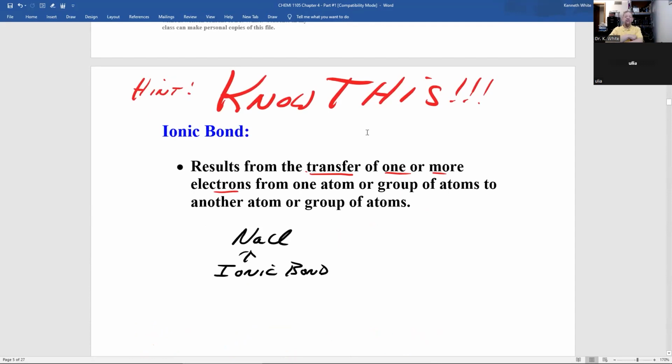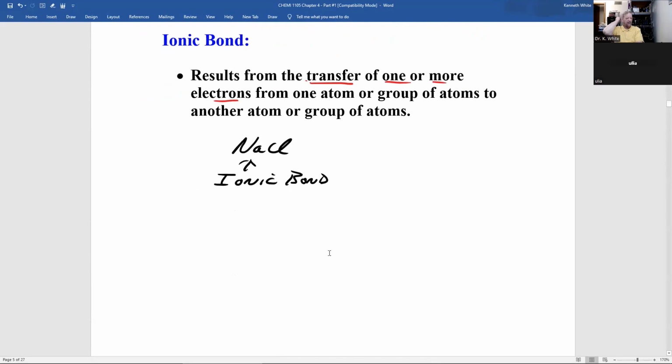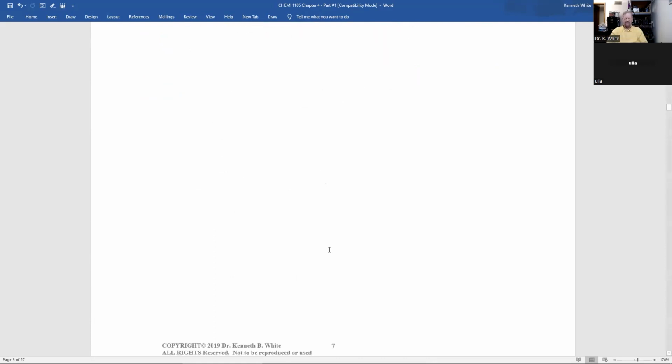Ionic bond results, now this is the transfer of one or more electrons, one or more, I don't know about 10, but one or more electrons from one atom or group of atoms to another atom or group of atoms. Sodium chloride, table salt, NaCl, is an example of an ionic bond. The sodium and chloride are held together by ionic bond.